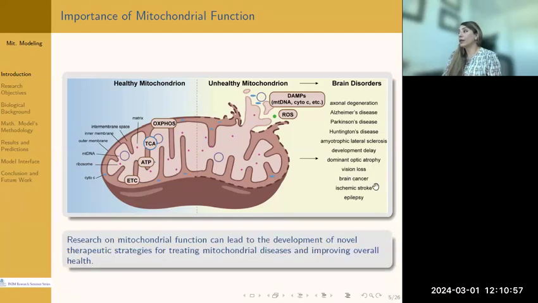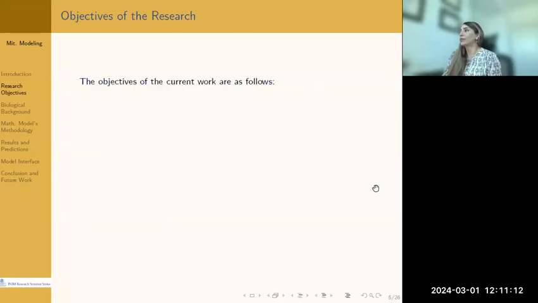So by elucidating the intricacies of mitochondrial function, we can pave the way for the development of targeted interventions to treat mitochondrial diseases and improve overall health outcomes.